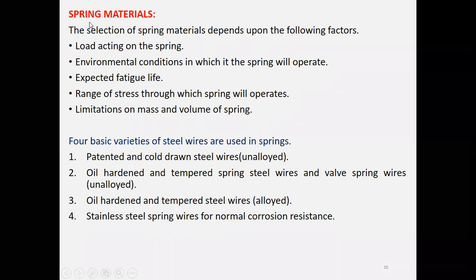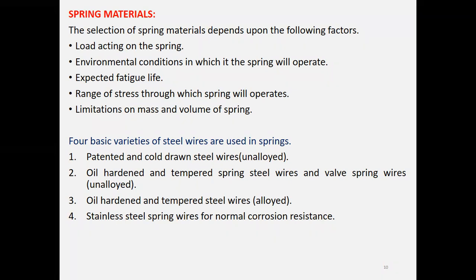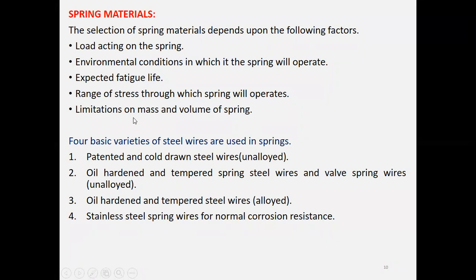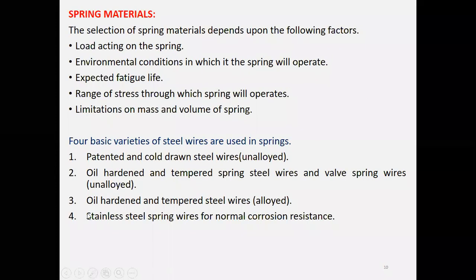After that, to manufacture the spring, which materials are used, and what factors are considered for the selection of a spring material. These are the factors. After that, what varieties of steel wires are available. I have discussed 4 different types of varieties. In today's class, we'll discuss all these 4 varieties.